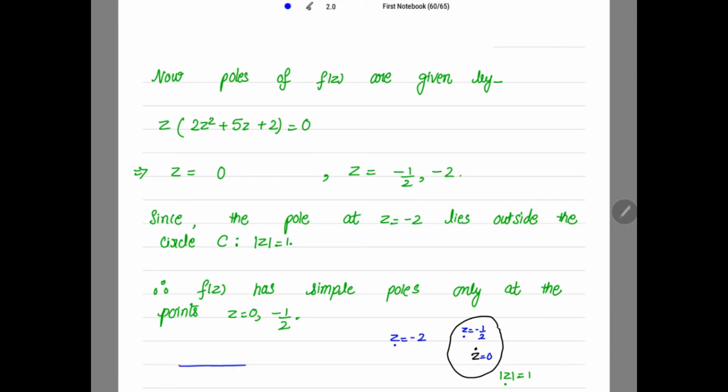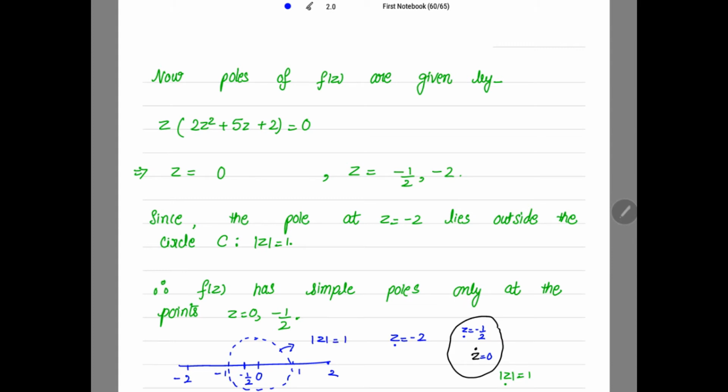If you see your number line, this is 0 and the circle is mod z equal to 1. Here it is 1, here it is minus 1, here it is 2 and here it is minus 2. So obviously the point z equal to minus half is inside the circle, and this minus 2 is outside the circle, right? This is your circle, mod z equal to 1.